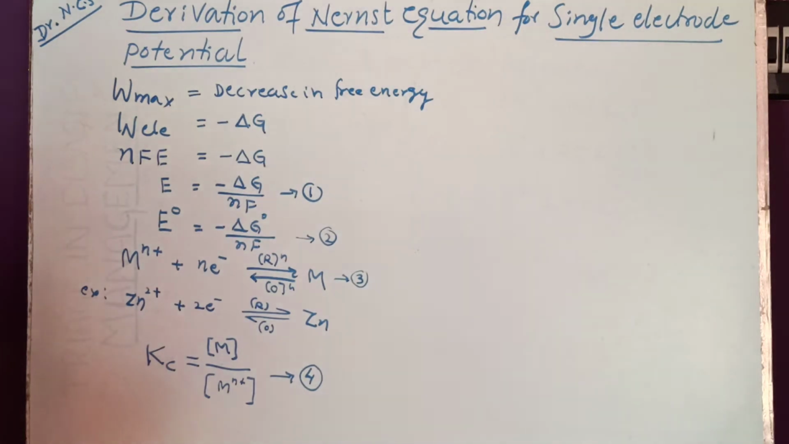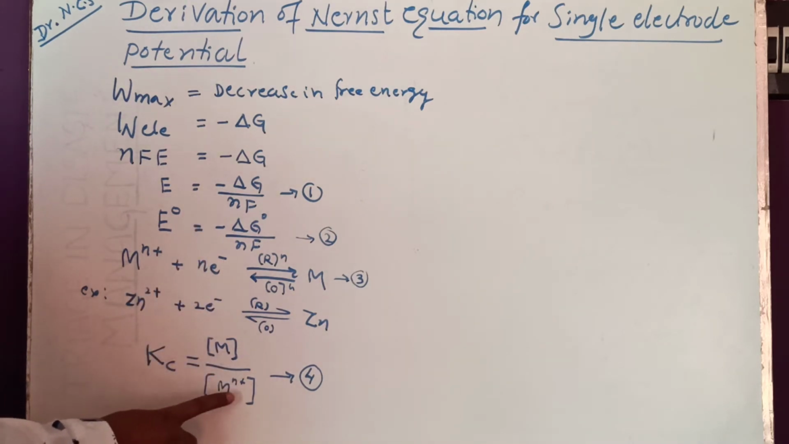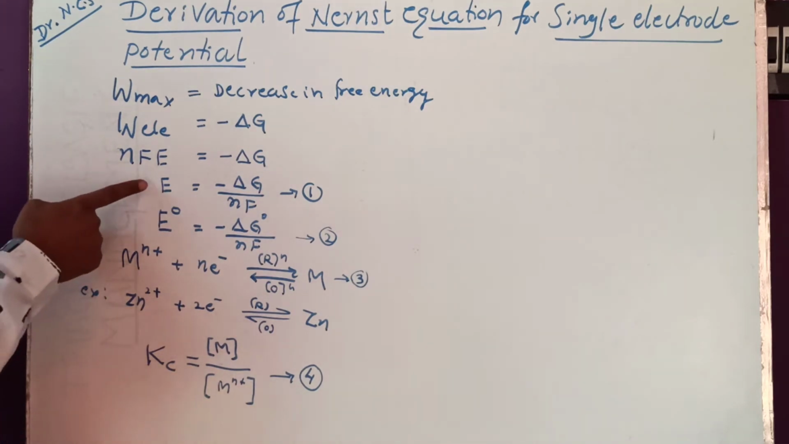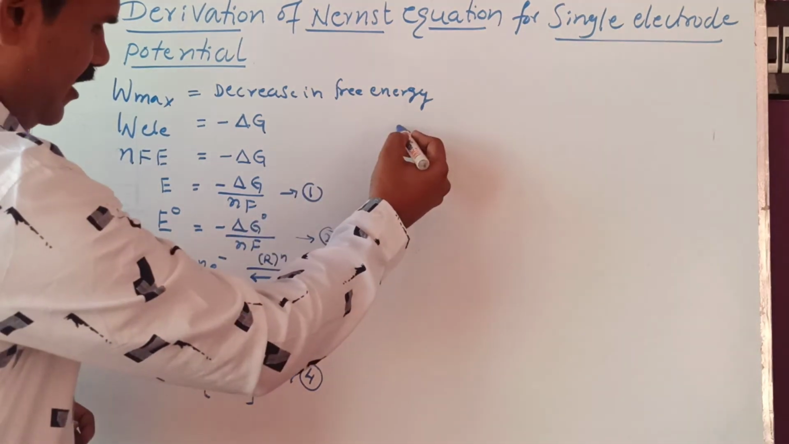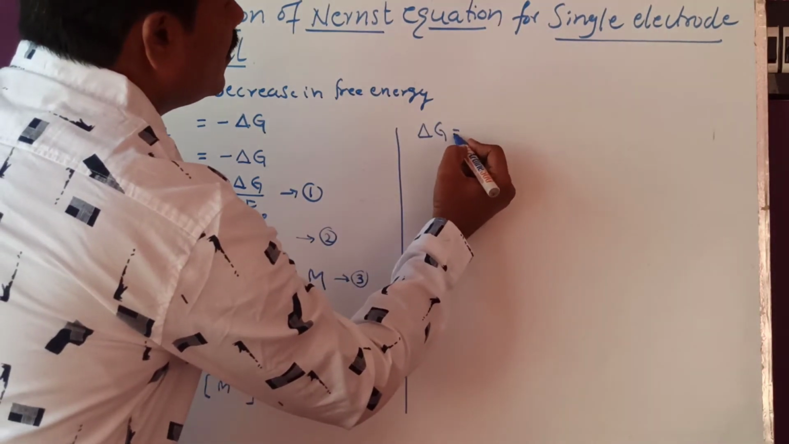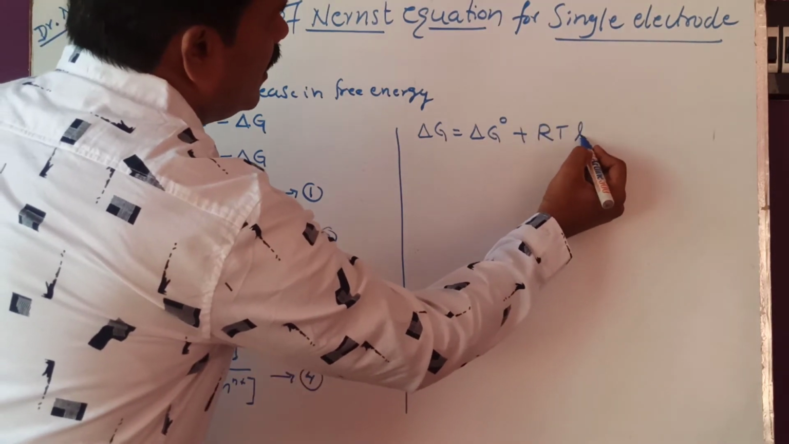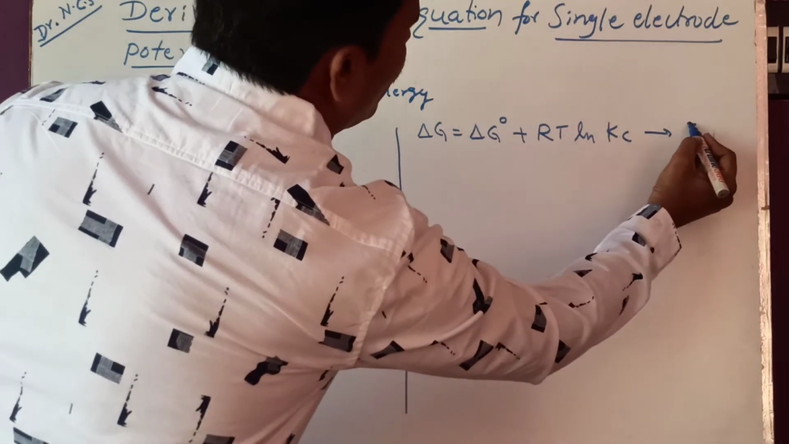So equation 4 is the equilibrium constant Kc, which is equal to the molar concentration of metal divided by the molar concentration of metal ions. Let us consider an equation which relates E, E0 and Kc. All these three are related by a thermodynamic equation: delta G is equal to delta G0 plus RT natural log Kc. Let us call this equation 5.